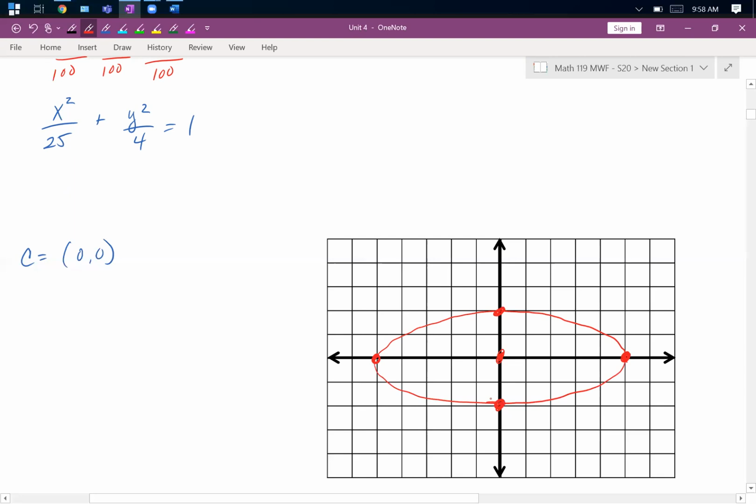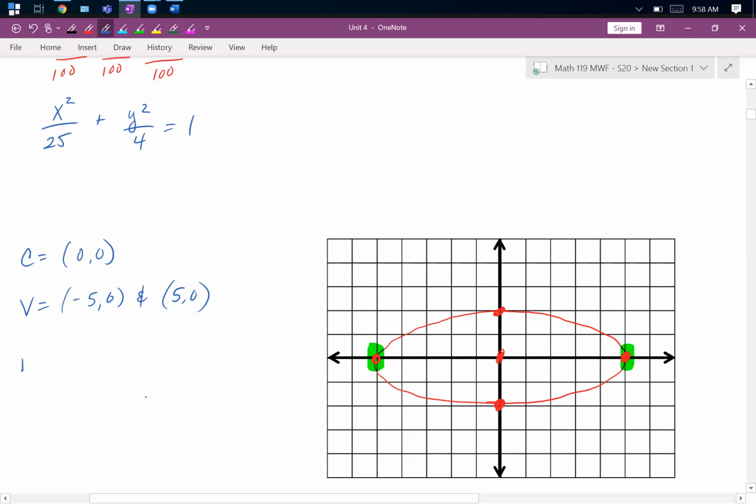Now we want to go back and answer the rest of our questions. We want to find our vertices. Well, our vertices are kind of the end points in the long direction on our ellipse. So that's what? -5, 0, and 5, 0.